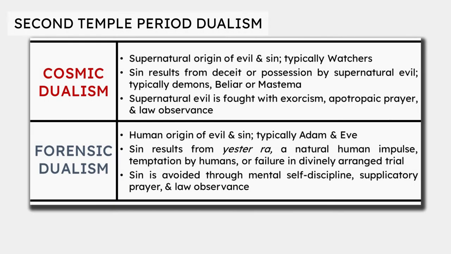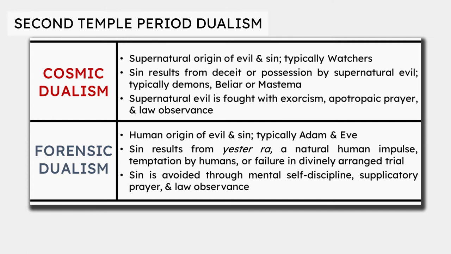Second Temple Period Dualism. Before we can decide which form of dualism Jesus and Paul held, we need to establish the characteristics of the two primary forms of dualism within Second Temple Period Judaism. These two forms were cosmological dualism and forensic dualism. We will find that in both cases, a significant differentiating factor is their hamartiology, how each system of dualism explains the origin and continued presence of sin in the world.